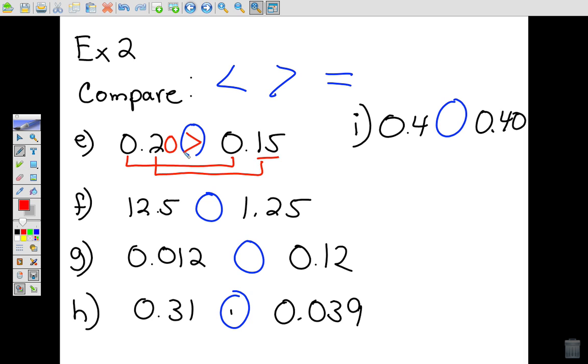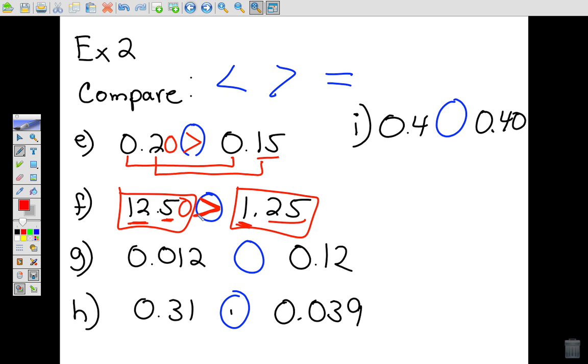Let's do the same thing here. Now, here I have 1 place to the right. Here I have 2. I'm going to add a 0 to the end to make it equal. Now, let's start. Here I have 12. Here I just have 1. 12.50 is greater than 1.25. And that should make sense, right? If you think of this as $12.50 compared to $1.25, certainly $12.50 is bigger.